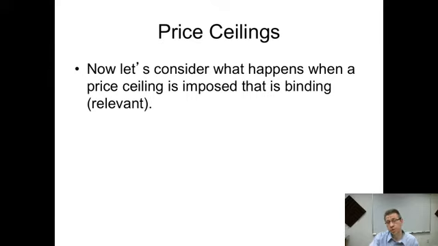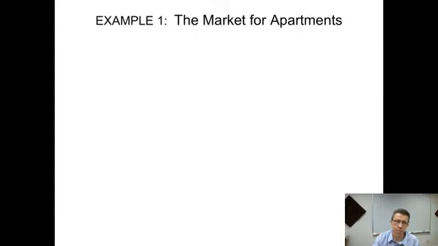There are times where price ceilings are binding, and if we're talking about rent control, a $1,000 cap in New York City or in a lot of places would be binding. It'd be relevant. It'd matter, right? There are some places where if you have a $1,000 price ceiling, that's going to affect what the rent is. So let's look at an example then.